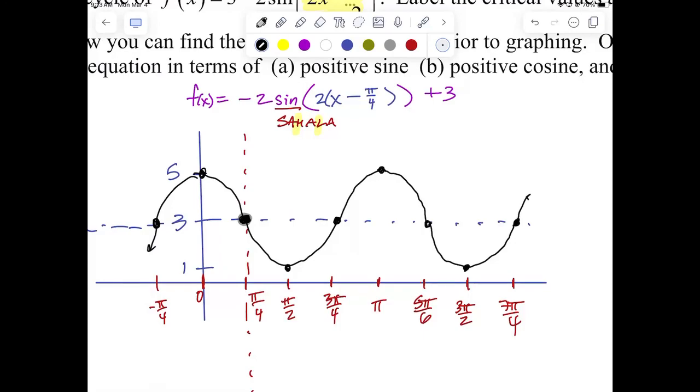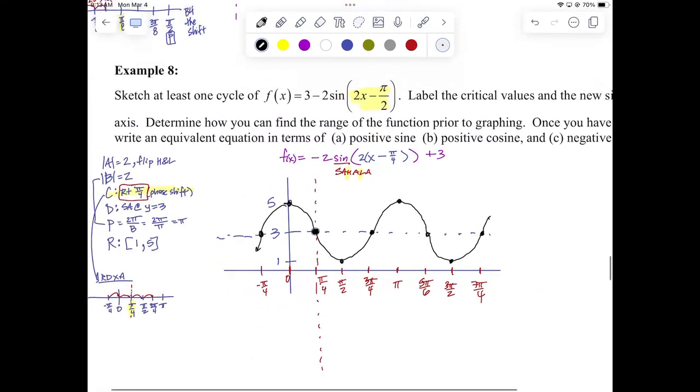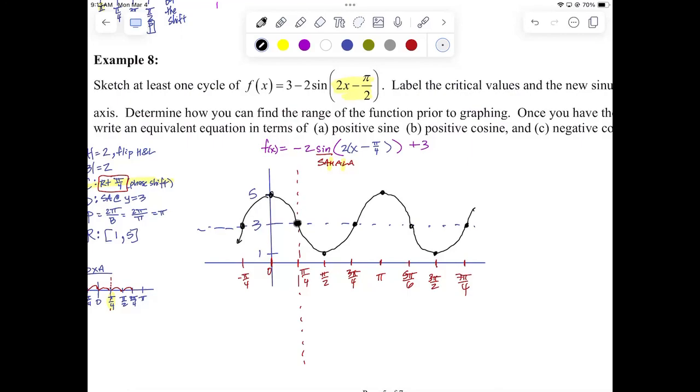Got it? Okay, so there's the graph. You get full credit for a graph like that. I know y'all can do that. All right, now the last thing I'm going to have you do is write equations that are also equivalent to this graph, but are in terms of different functions, positive or negative sine.